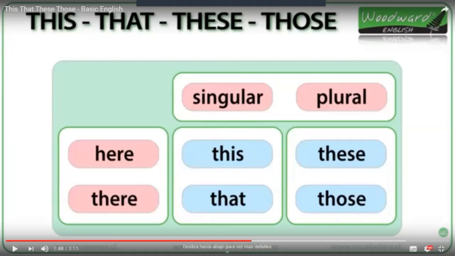Hey, this is important, guys. Hello, class. When we talk about here, which means aquí, we use the word this for singular, just one. And for plural we use the word these, which means estos. So, these are near. And when we talk about something that is over there, for singular we use the word that, and for plural, those.